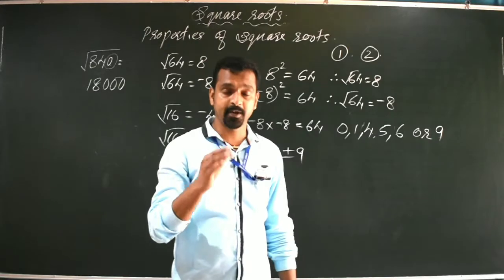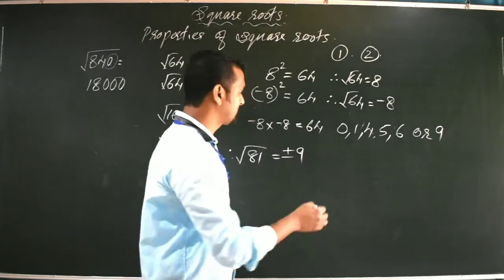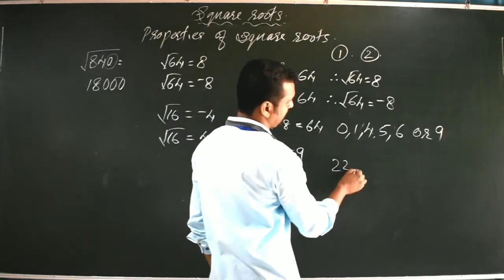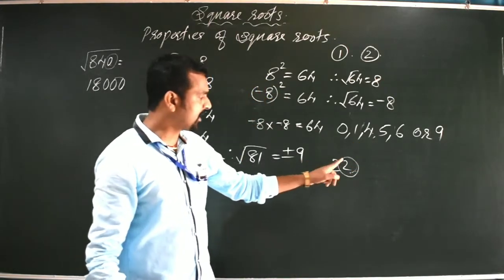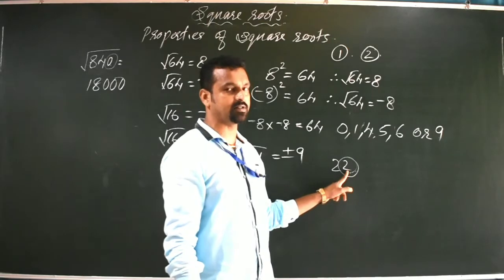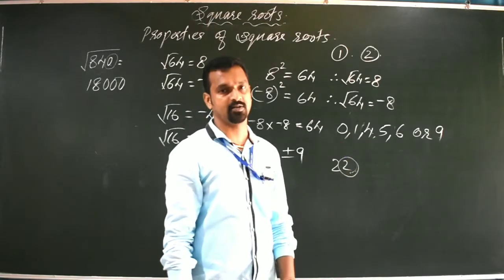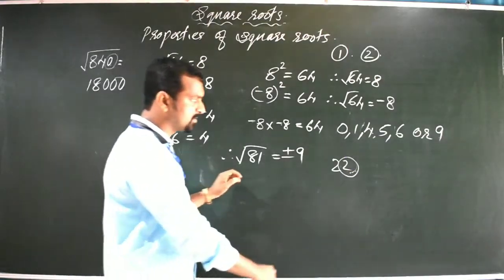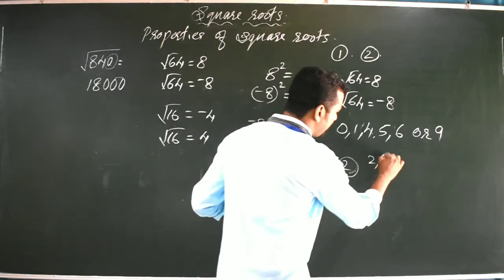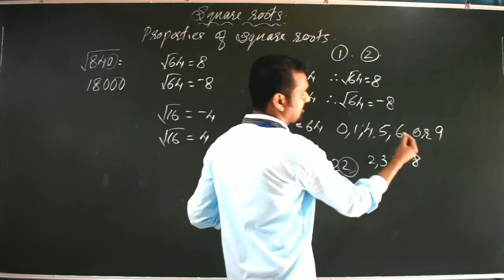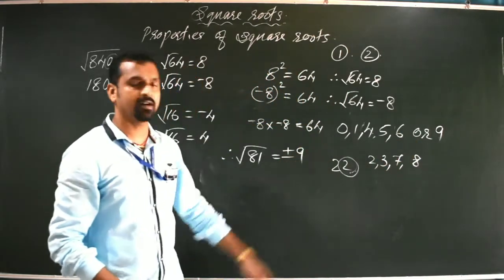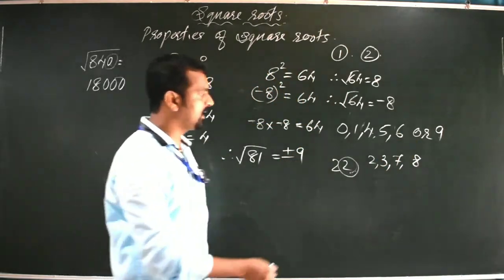Then, suppose any number is coming as 22. What is the last digit? 2. It does not have a square root. If the last digit, that is the unit place digit, is 2, then it does not have a square root. If a number ends with 2, 3, 7 or 8, then it does not have a square root.